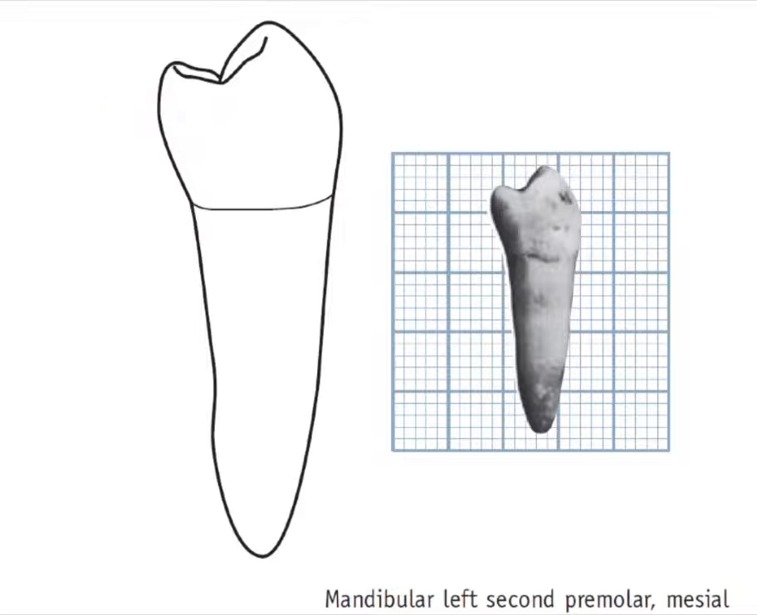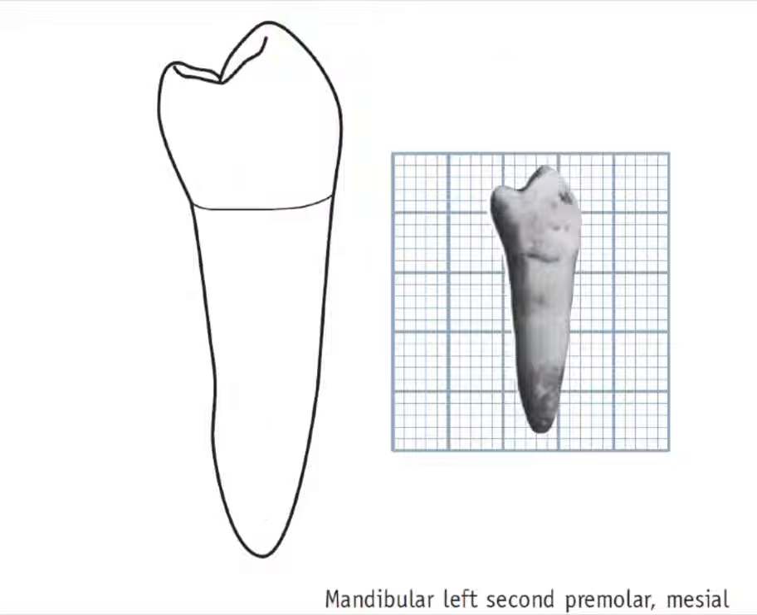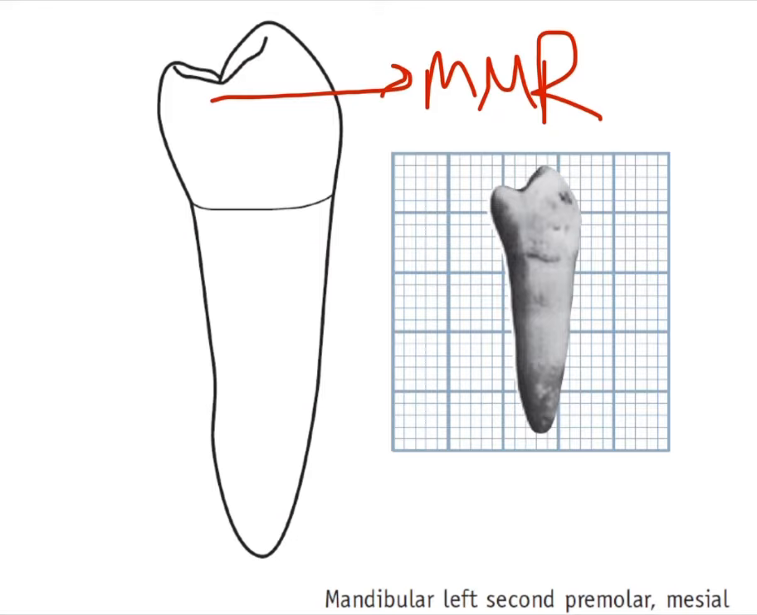This is the aspect. As you can see you can draw your buccal cusp 3 millimeters away from the midline, more buccally, and it lies perpendicular. What we see from here is the mesial marginal ridge, which is straight, and you see the mesiolingual cusp.